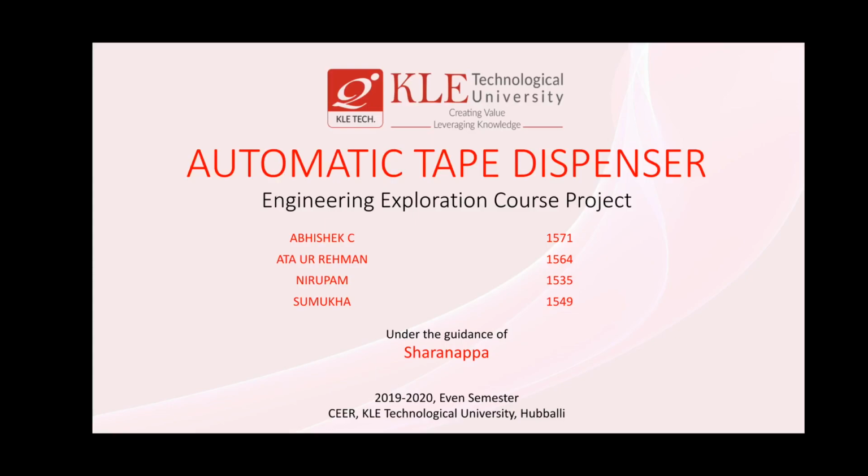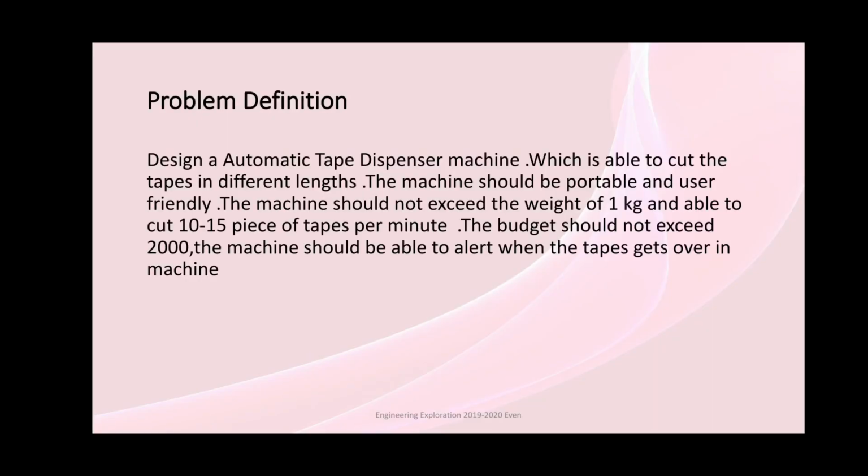This system includes controllers to control the machine, so we can define our project as to design an automatic tape dispenser machine which is able to cut the tapes in different lengths. The machine should be portable and user friendly. The machine should not exceed the weight of 1 kg and should be able to cut 10 to 15 pieces of tape per minute. The budget should not exceed 2000. The machine should be able to alert when the tape gets over in the machine.